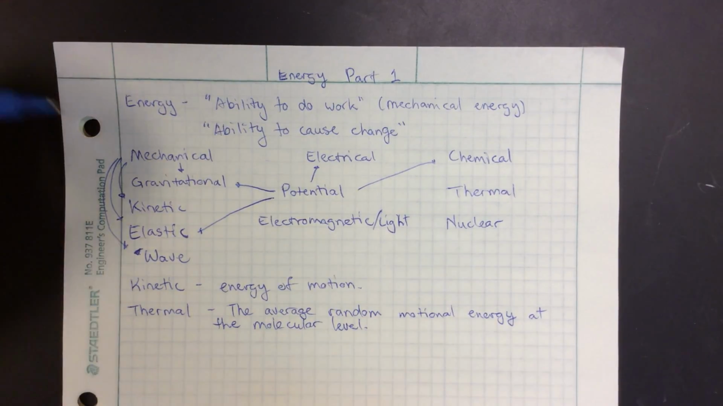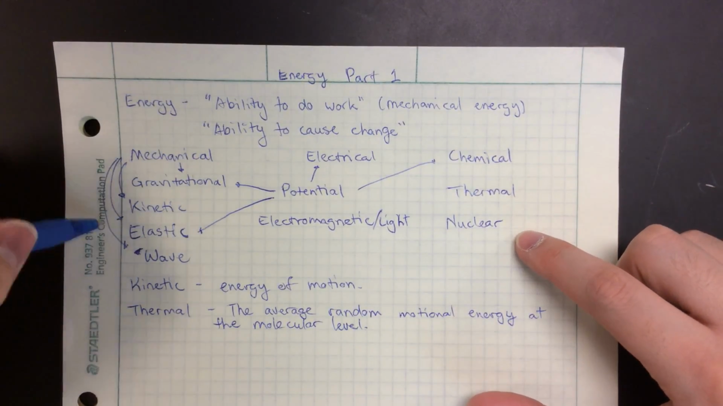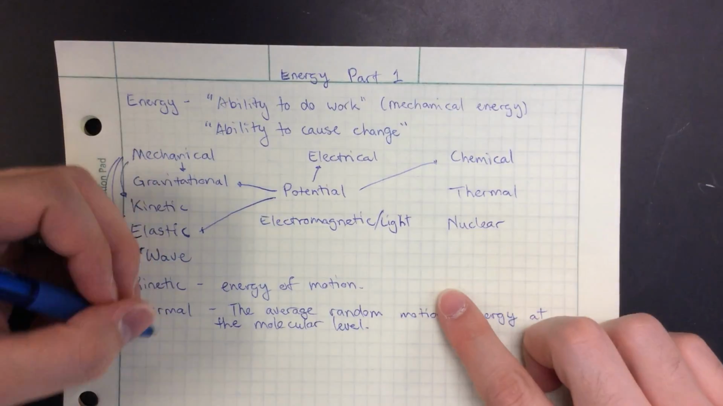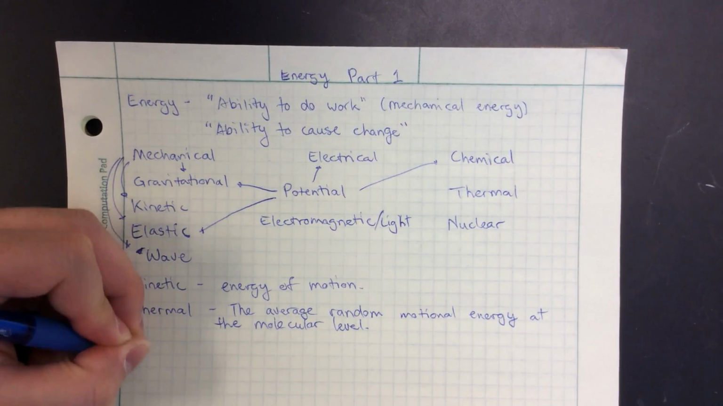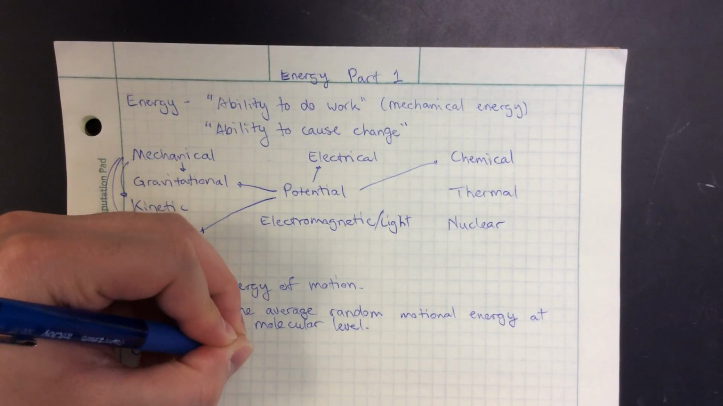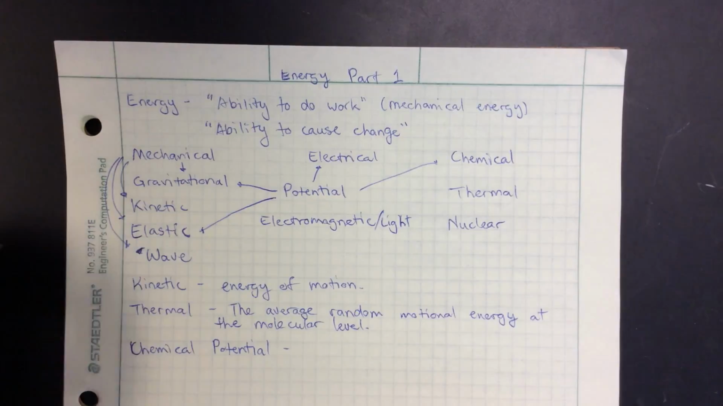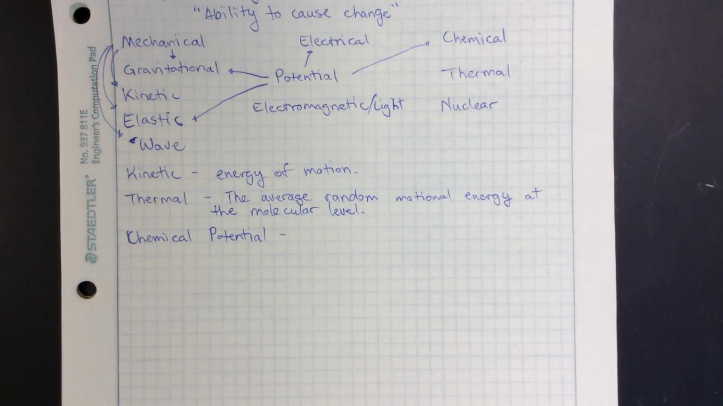Let's go ahead and do all the potential energy stuff. Okay, so how about chemical potential? Kind of doing these in a little bit of random order. But how about chemical potential? So what's chemical potential energy? Yep. Energy of bonds. Okay, either creating bonds or destroying bonds.